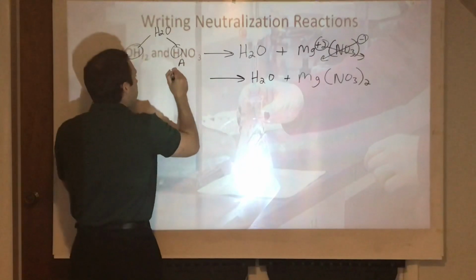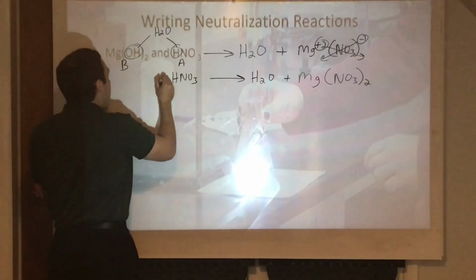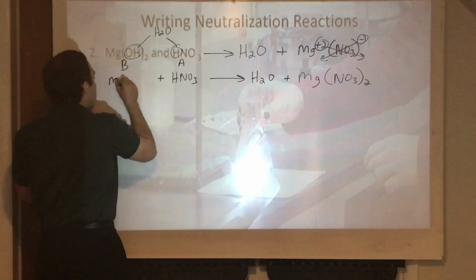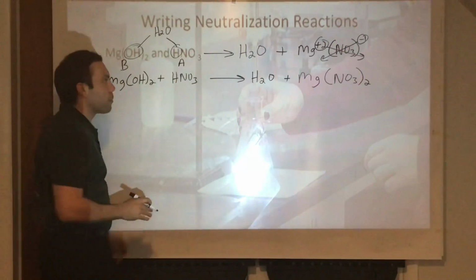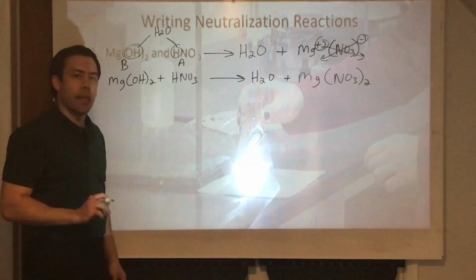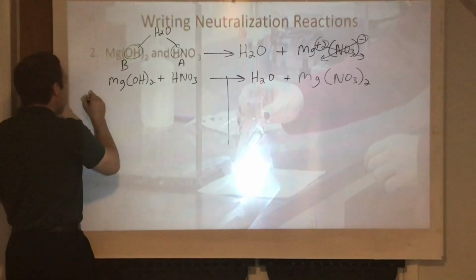There's our arrow, HNO3, nitric acid, and magnesium hydroxide, Mg(OH)2. Now this one is not balanced. Let's write down our elements.